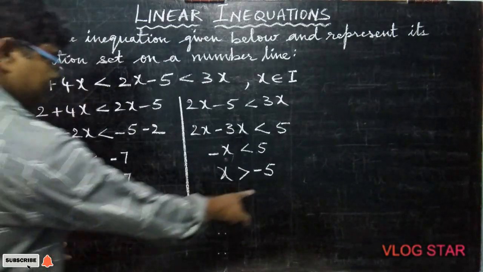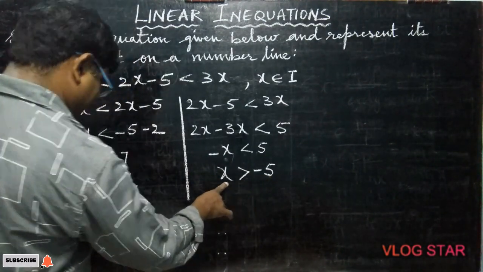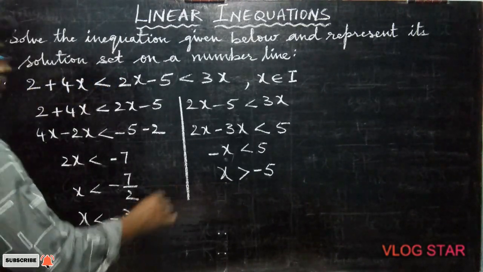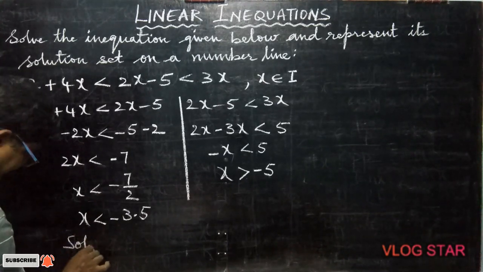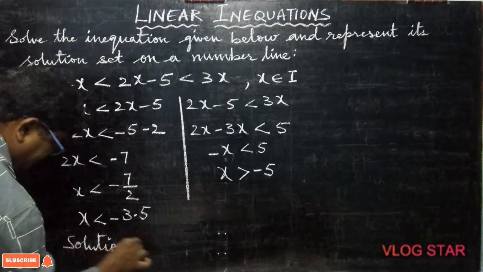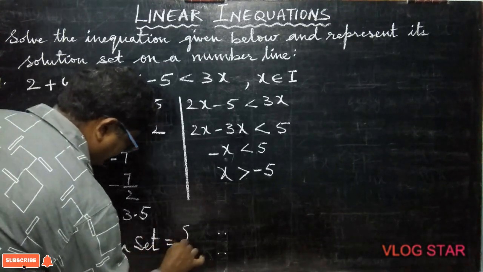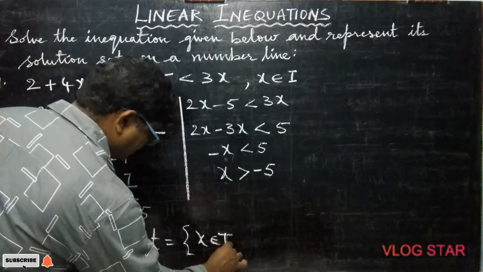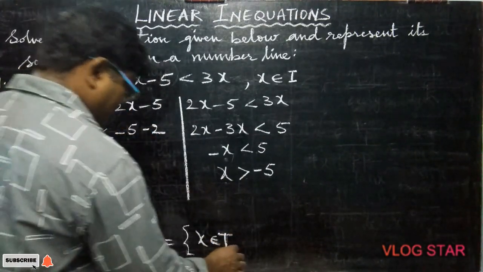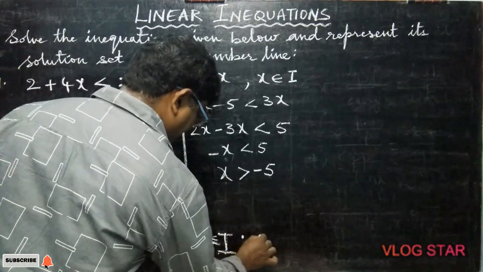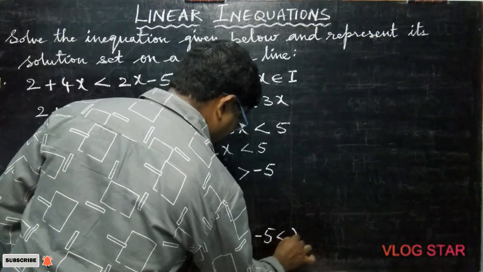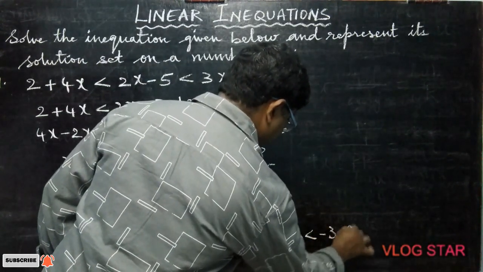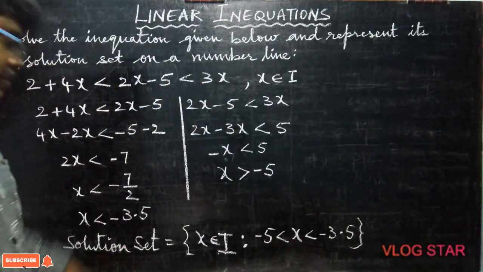Now combine these two: minus 5 less than x less than minus 3.5. In such a way you have to join. So the solution set is equal to x belongs to I such that minus 5 less than x less than minus 3.5. This is the way of combining after doing the problem.